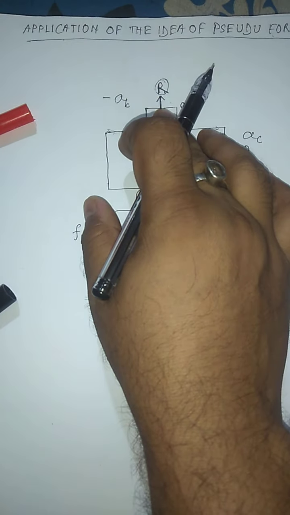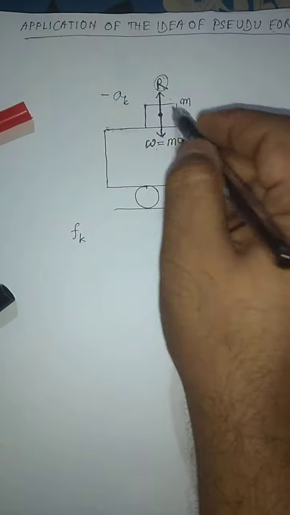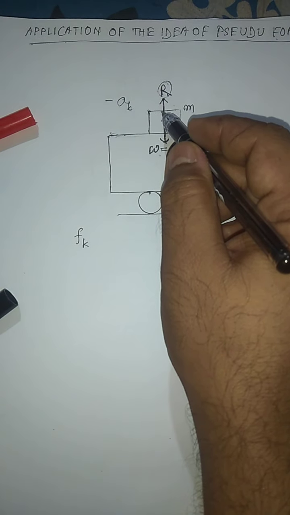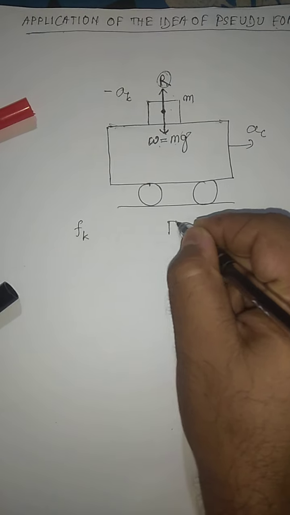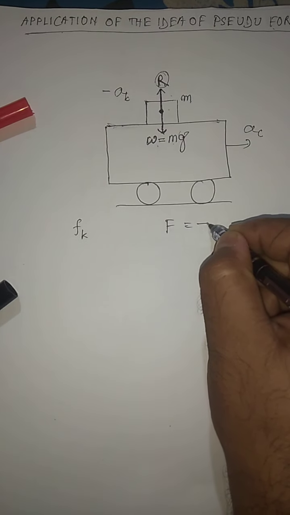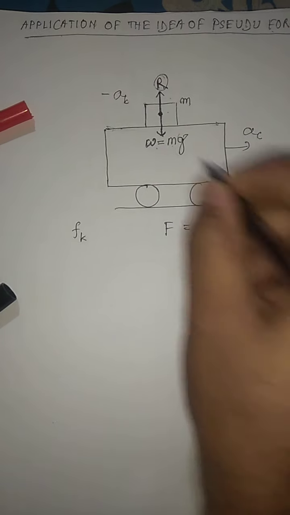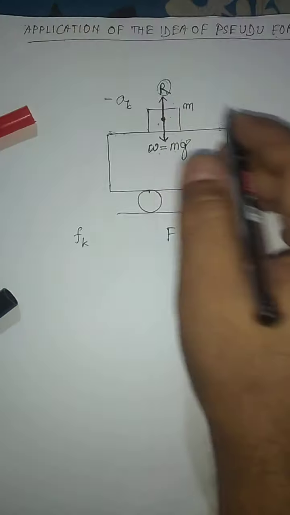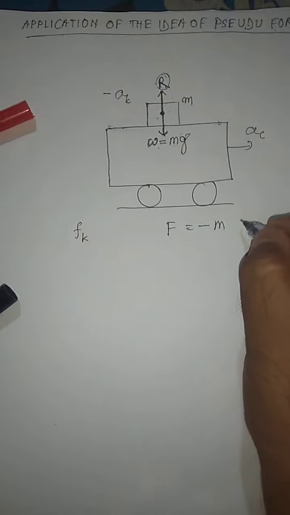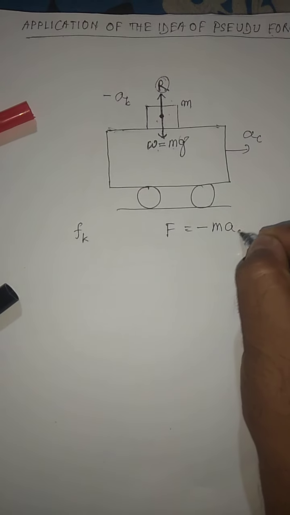The pseudo force experienced by this block is equal to negative mass of the block multiplied by the acceleration of this non-inertial frame of reference, AC.